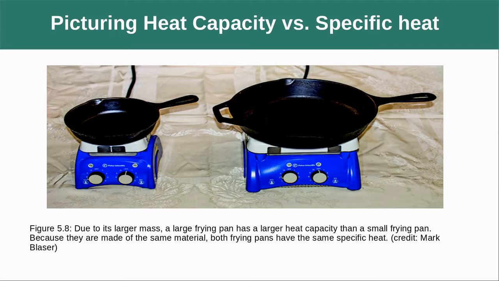Here's an example of it. Due to its larger mass, a large frying pan has a larger heat capacity than a small frying pan. Because they're made of the same material, both frying pans have the same specific heat.